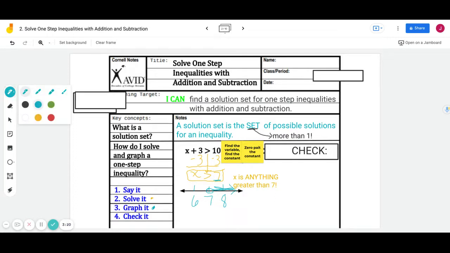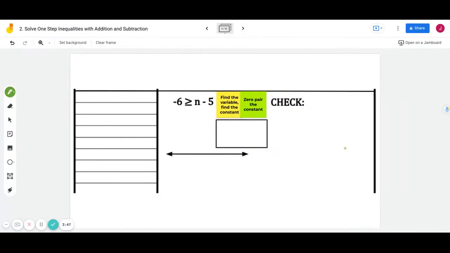Now to check this, and I'll do my check in green, I'm going to take one of those values in the shaded part of my arrow, so it looks like 8, and I'm going to say, is 8 plus 3 greater than 10? Do the math. 8 plus 3 is 11. 11 greater than 10? Yeah, that's a true statement. We're good to go. Pause if you need. Here's our next example. We're going to follow the same 4 steps. Say it, solve it, graph it, check it.